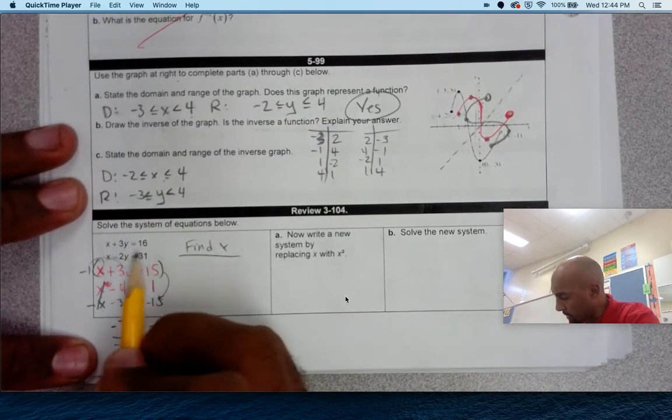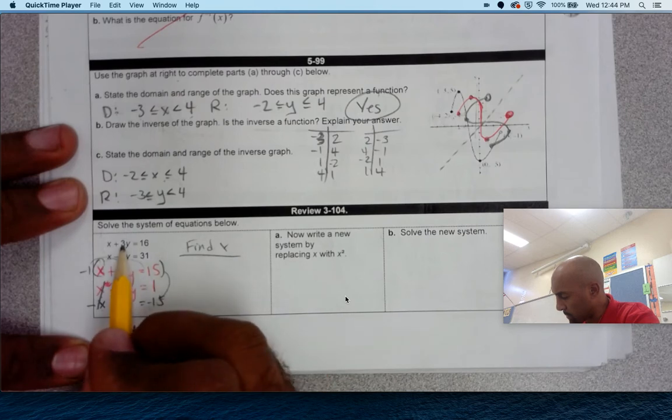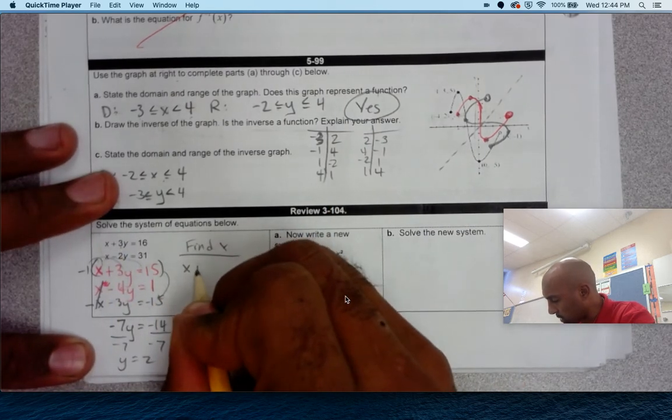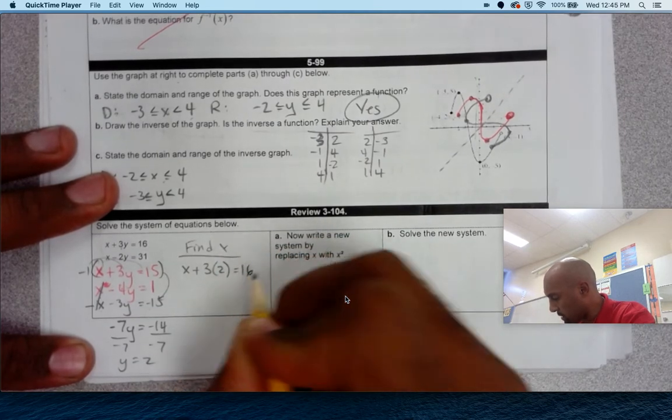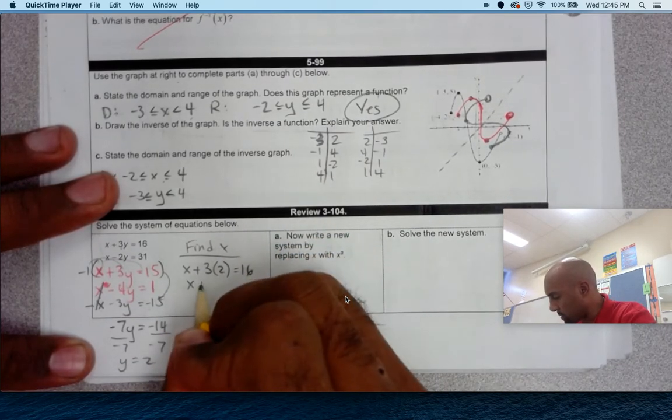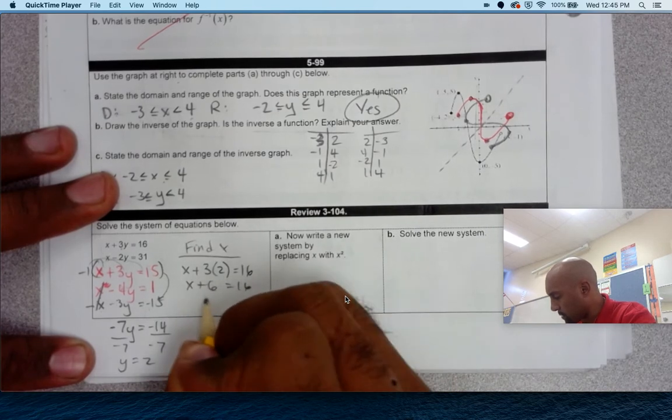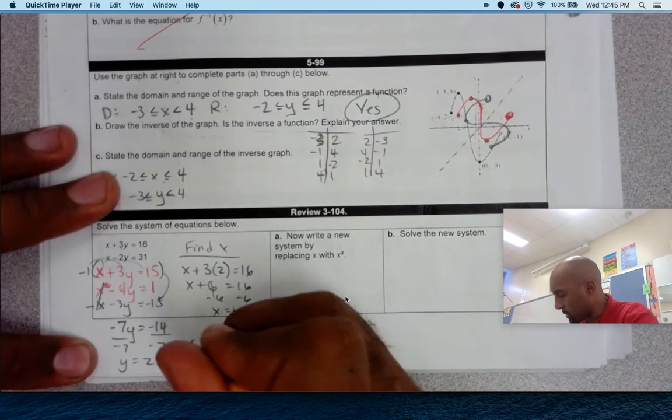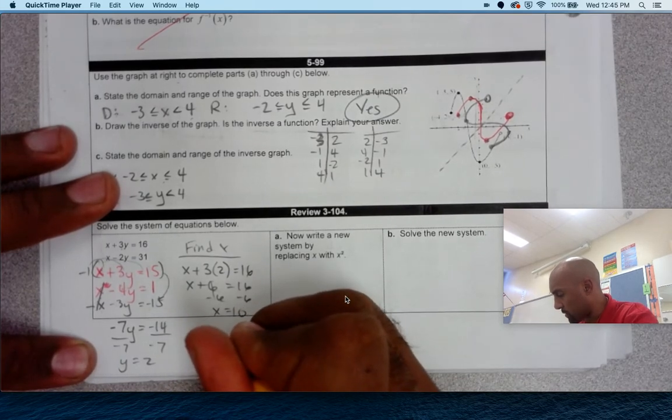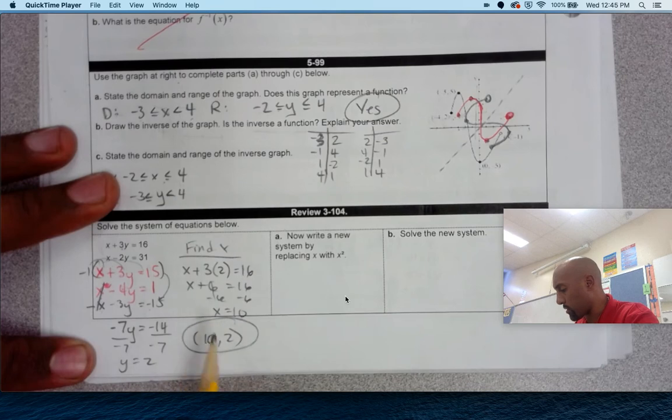Take the 2, I'm going to plug it into the first one. So x plus 3 times your y, 16. 3 times 2 is 6. Subtract 6. x equals 10. Okay, so my solution to that system is 10, 2. All right, remember yours is different.